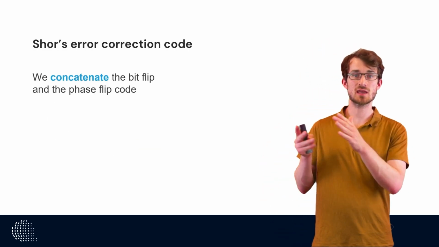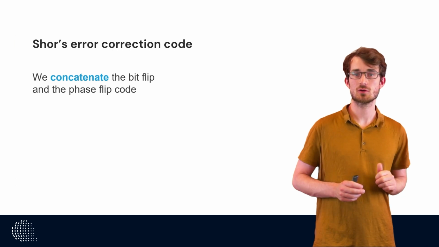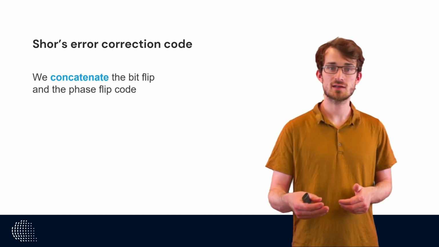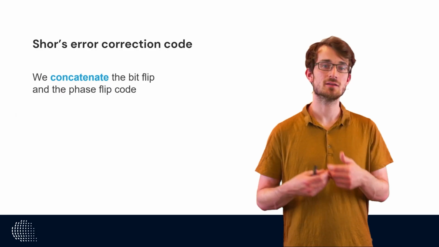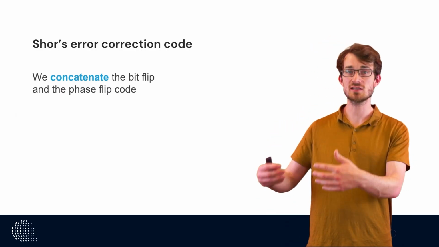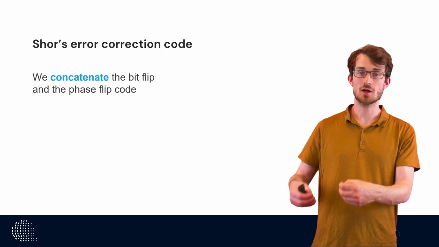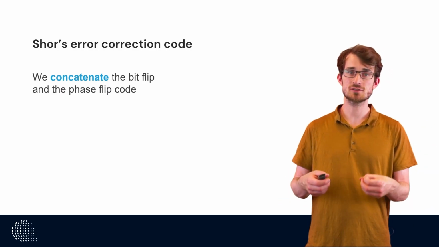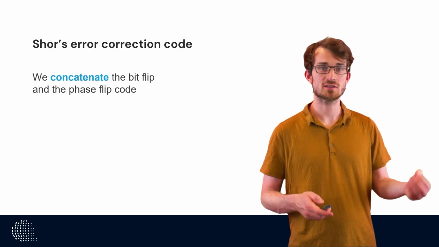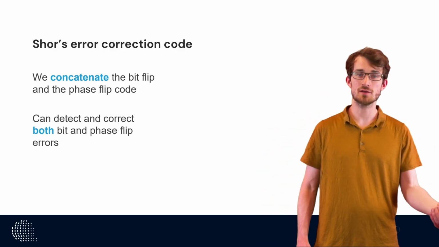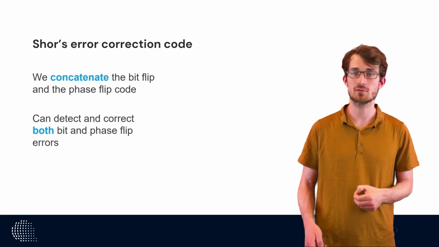Now, we want to be able to do bit flip and phase flip correction at the same time. And a trick to do that is by concatenating the bit flip code with the phase flip code, meaning we construct a phase flip code out of logical qubits that encode the bit flip code. This construction is called Shor's error correction code. And it can detect 1 bit flip error and 1 phase flip error per cycle.